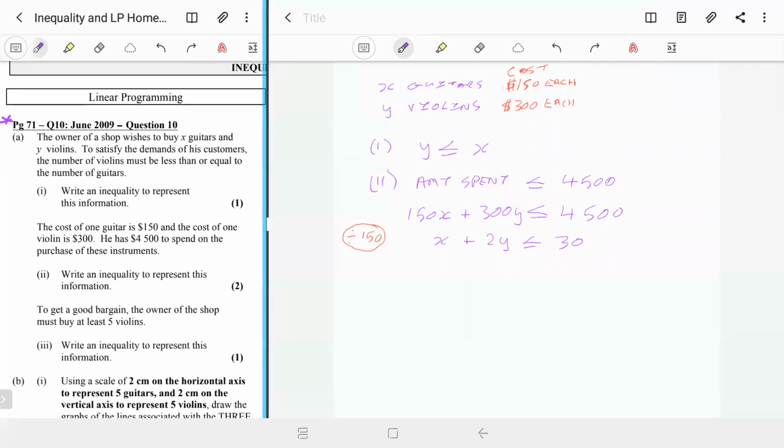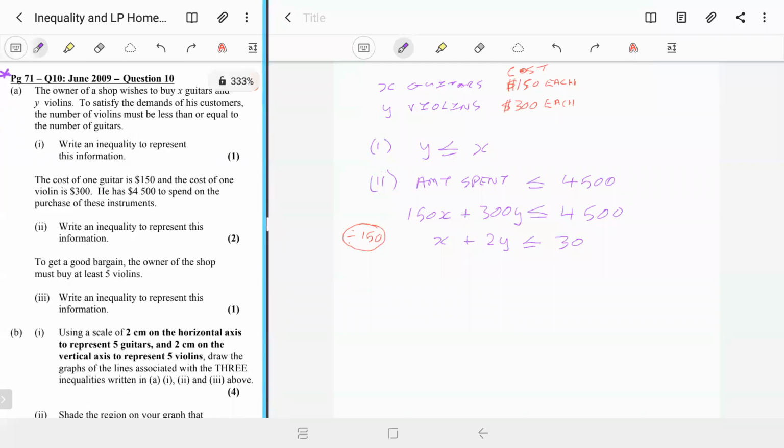Third thing now. See it here? It says something else. To get a good bargain from the store, the owner of a shop must buy at least 5 violins. Say he goes to the store and I say to him, if you buy at least 5 violins, I'll give you a discount. To get a good bargain, he must buy at least 5 violins. What does that mean? At least 5 violins. What does that mean?